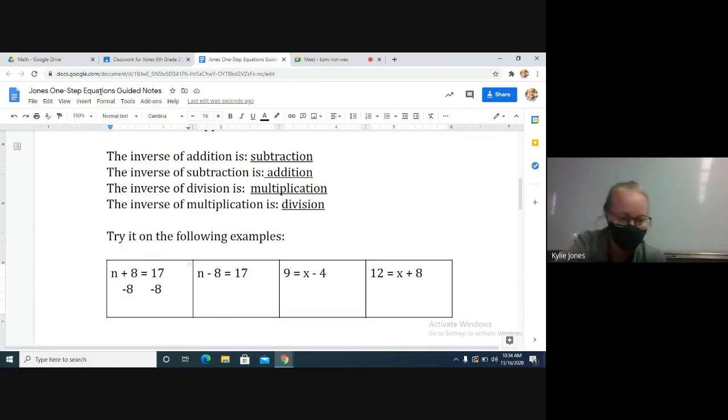Okay, so no, you do it minus 8 on both. If you subtract 8 on one side, you must subtract 8 on the other side.